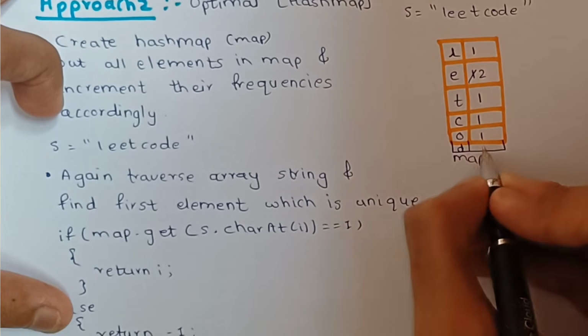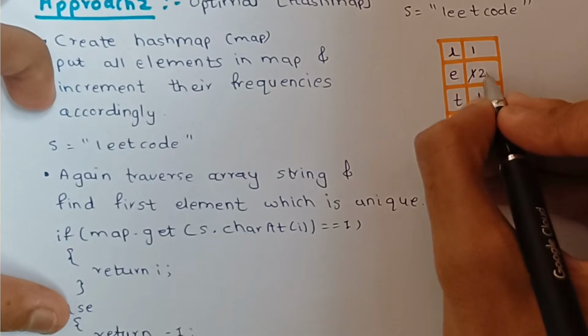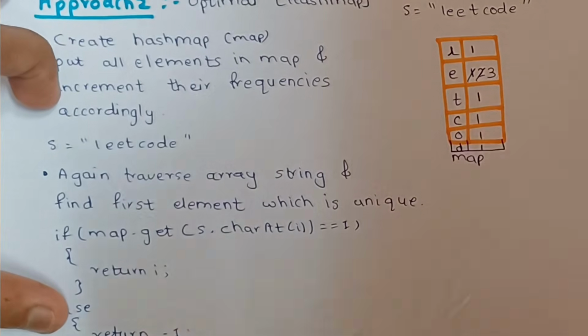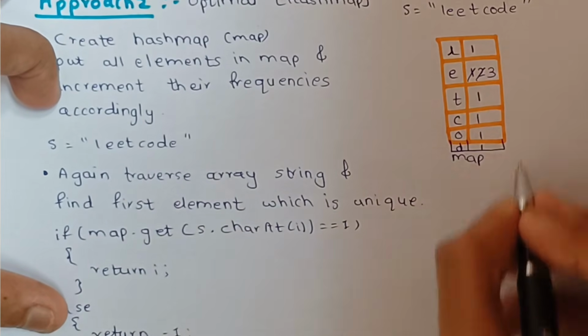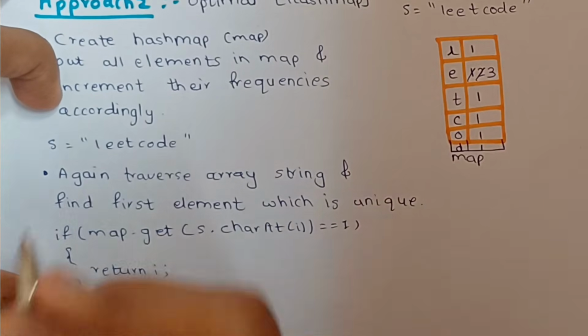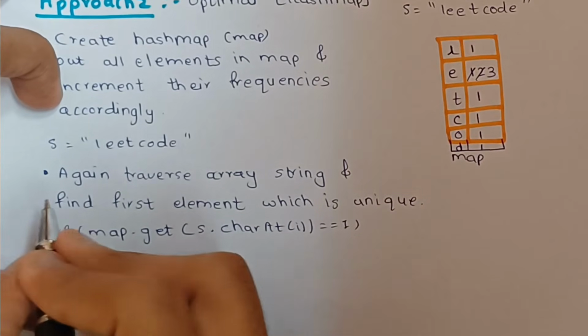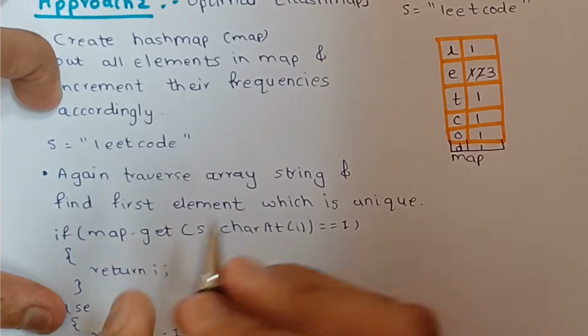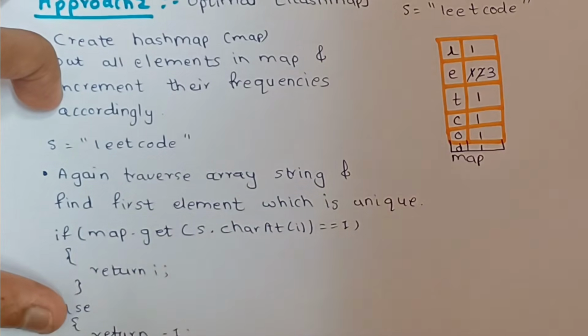D will be here, and again E comes, so E's frequency will be incremented. Same as before, our hash map is created with all occurrences stored in it. Similarly, we have to traverse the string array again and find the first element which is unique.